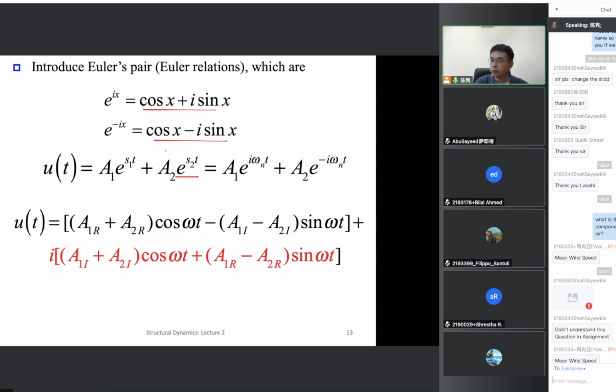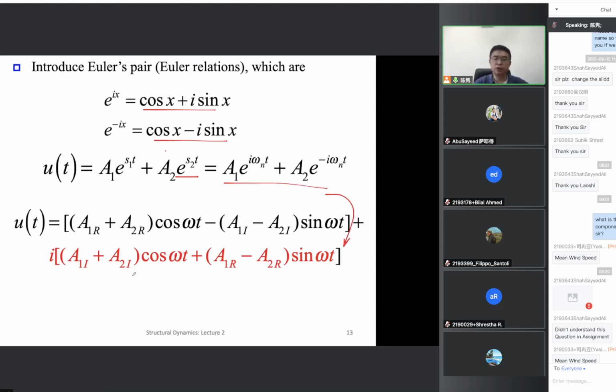So A1 real plus A2 real, cosine omega t, then A1 imaginary minus A2 imaginary, sine omega t, and plus i. This is the imaginary part, A1 i, then plus i squared. So by using the Euler equation, we can express this solution here.